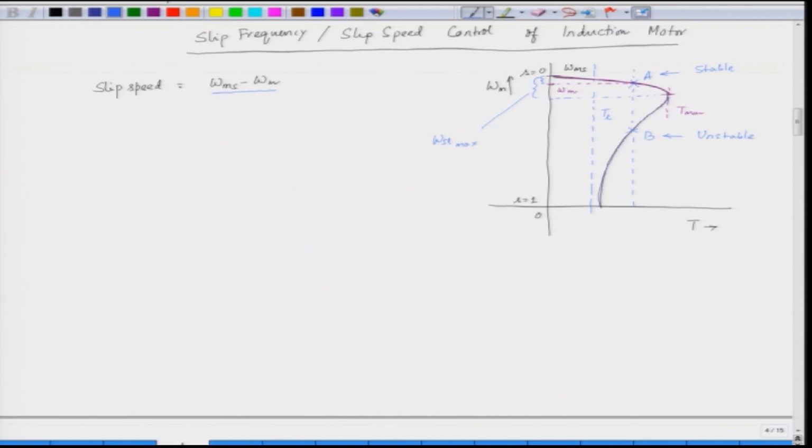So, we stop here for today's lecture. In the next lecture, we will be discussing more about the slip frequency control.